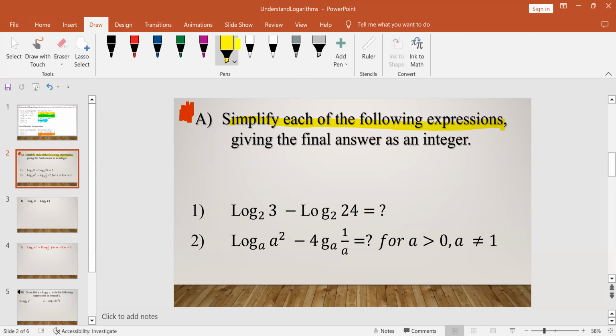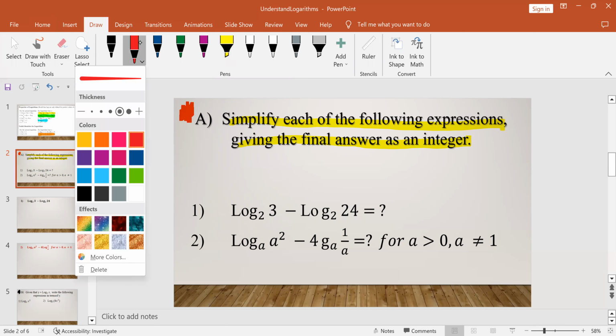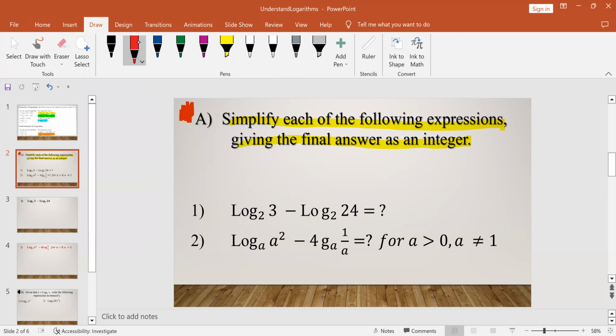Now this is the important part: give the final answer as an integer. So they don't want to see the final answer as a log or fraction or decimal. It has to be an integer. Okay, but what do they mean here by integer?